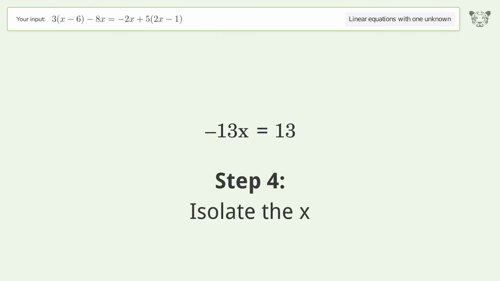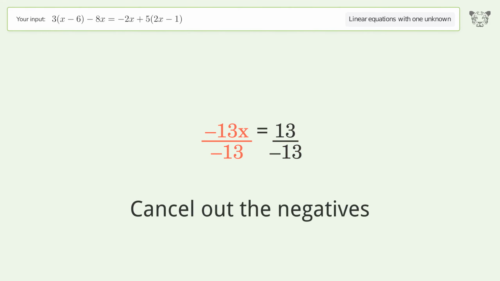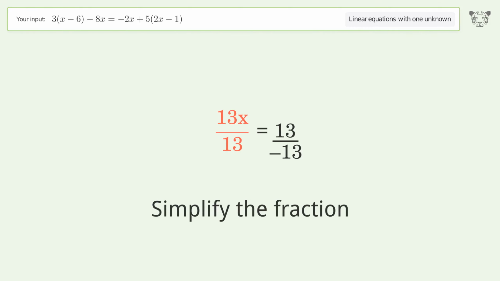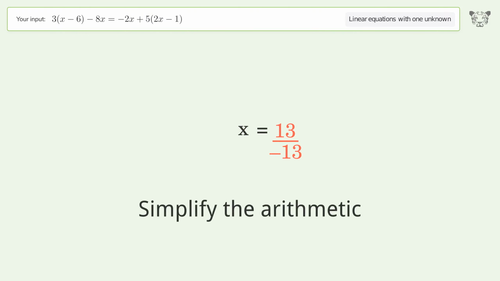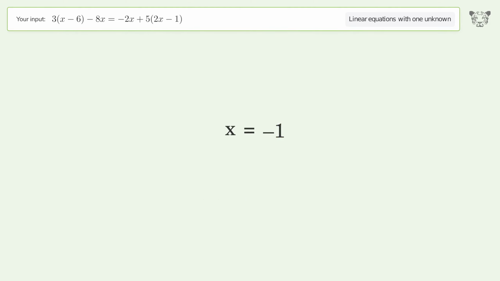Isolate the x. Divide both sides by -13. Cancel out the negatives. Simplify the fraction. Simplify the arithmetic. Simplify the fraction. And so the final result is x equals -1.